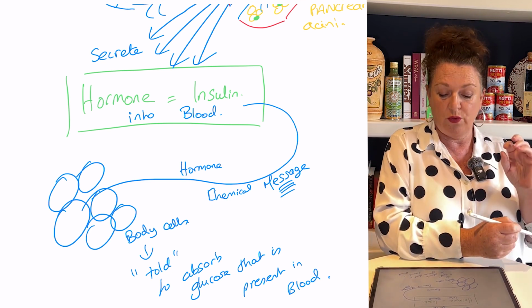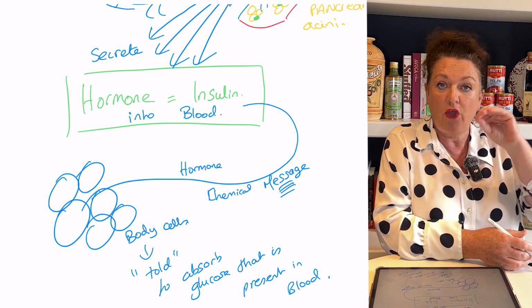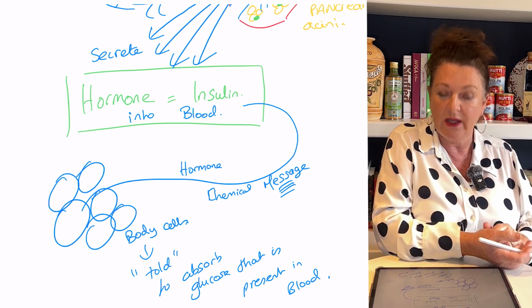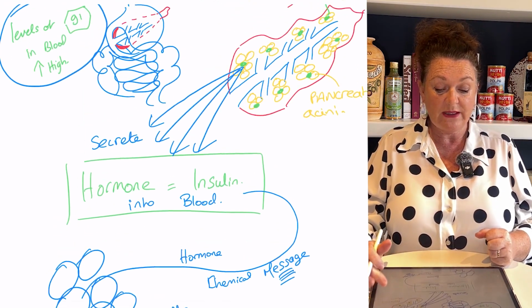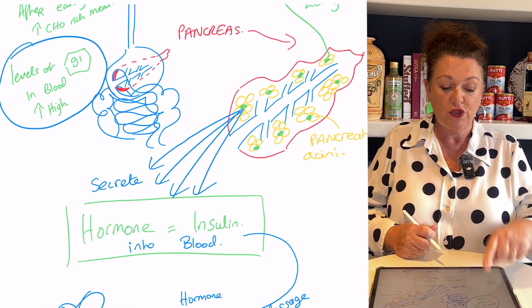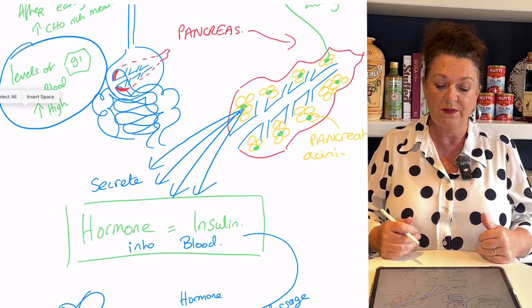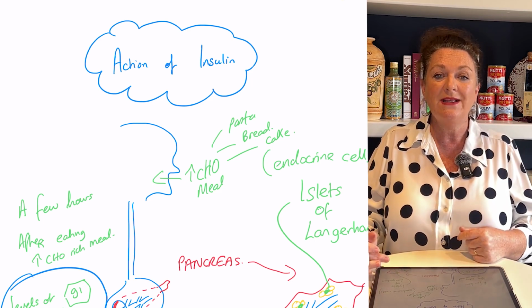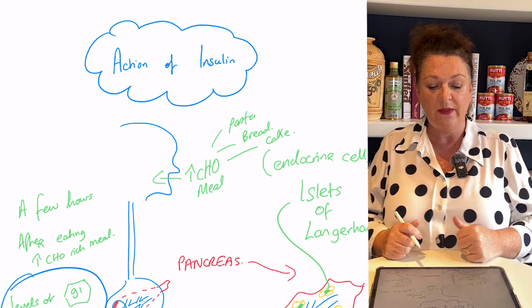Why would the glucose be absorbed by the body cells? Why is insulin, the hormone, telling the body cells to absorb this glucose? For obvious reasons, because the body cells need that glucose for energy. So the body cells do as they're told, and the body cells absorb the glucose. So what happens? The level of glucose in the blood, obviously, it drops. And that is what insulin is supposed to do. Insulin is supposed to lower the levels of glucose in our blood.